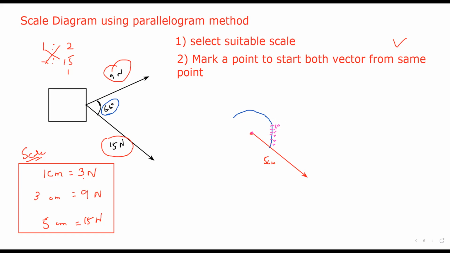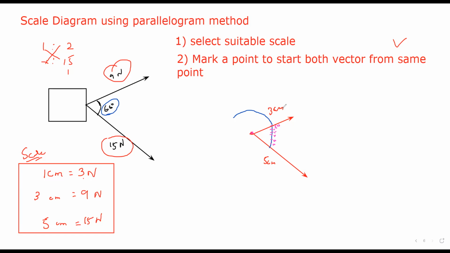You will draw the second line, which is 9 Newton or 3 centimeter. So we'll draw a second line of 3 centimeter at an angle of 60 degrees. So this is how we draw the second line, 3 centimeter. Is it clear? The second point? Yes, sir, clear. Anyone having a doubt or a question?